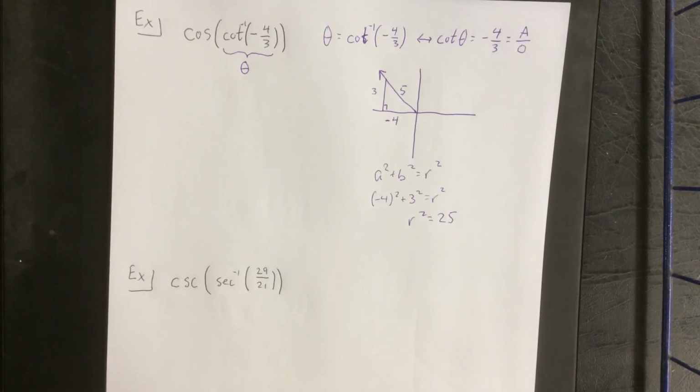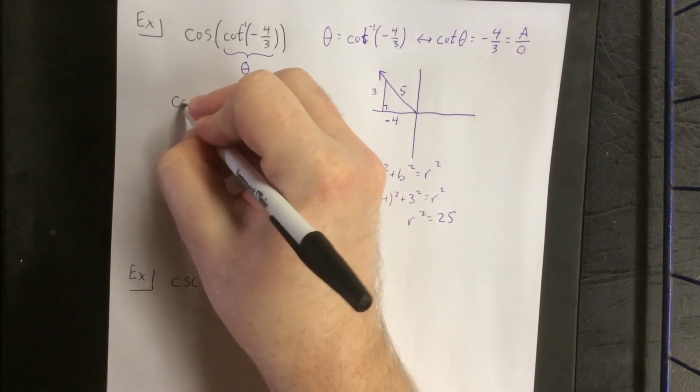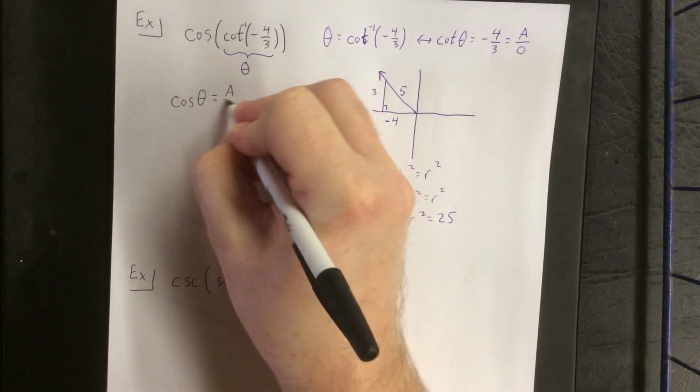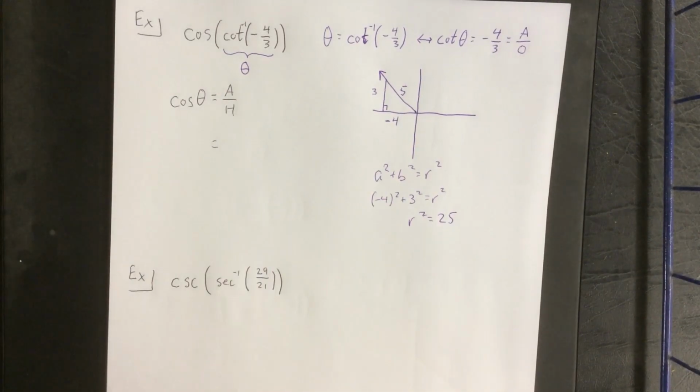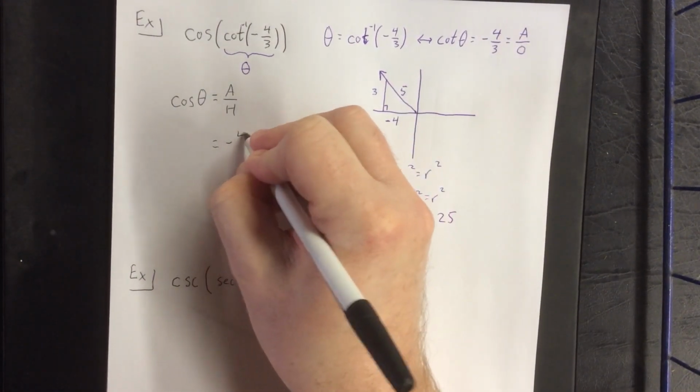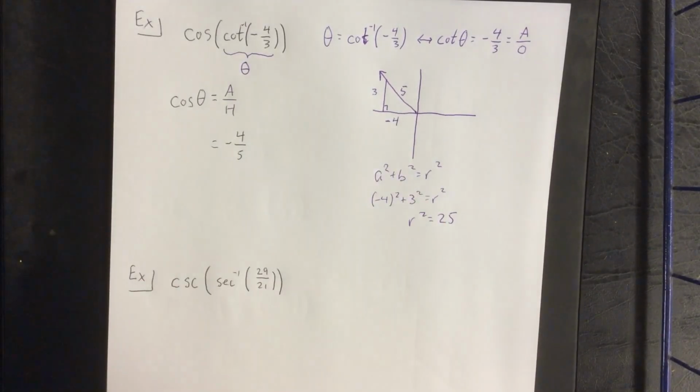Heading back to the original problem now. The original problem states we are looking for the cosine of theta, which would be the adjacent over the hypotenuse. The adjacent side is negative 4, the hypotenuse is positive 5, so the ratio that we're looking for is negative 4/5.